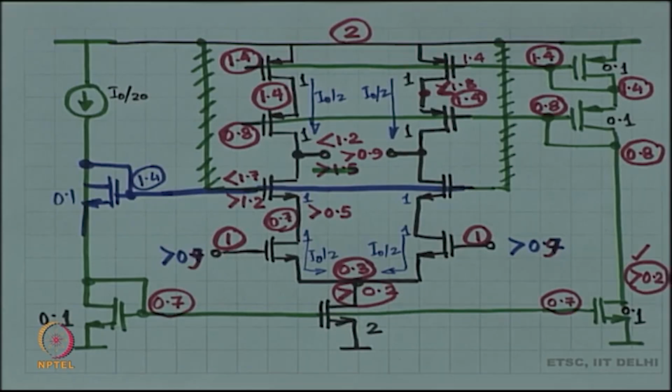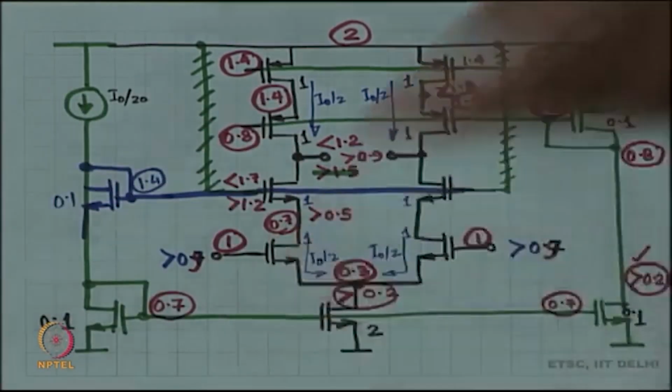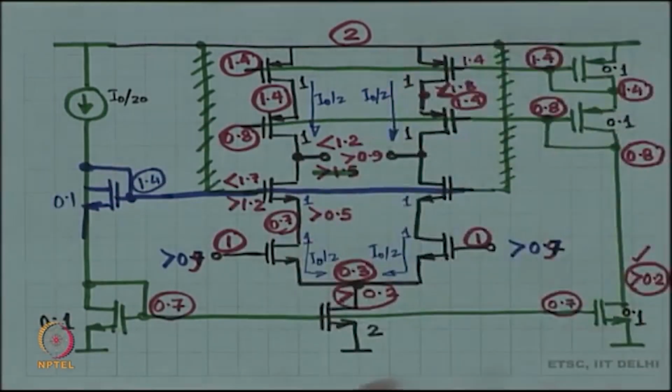Why is it called a telescopic cascode? Because it is like you have stage after stage, you know, the telescope opens out. So, it is just a name. So, this is called the telescopic cascode, in this case a fully differential amplifier.